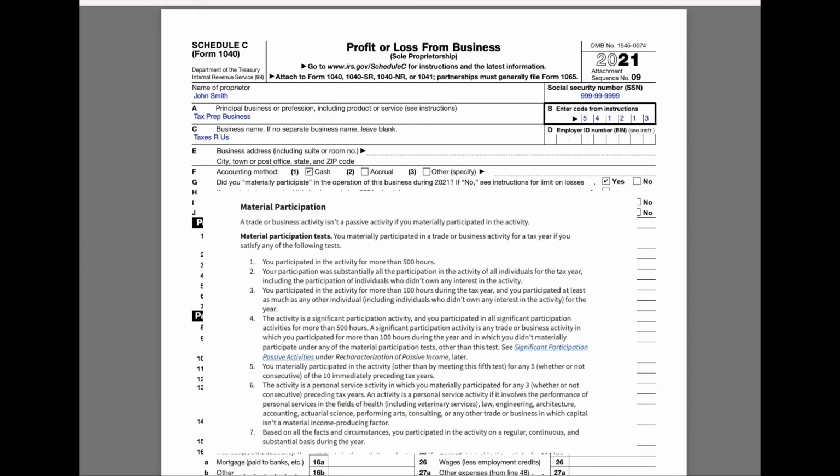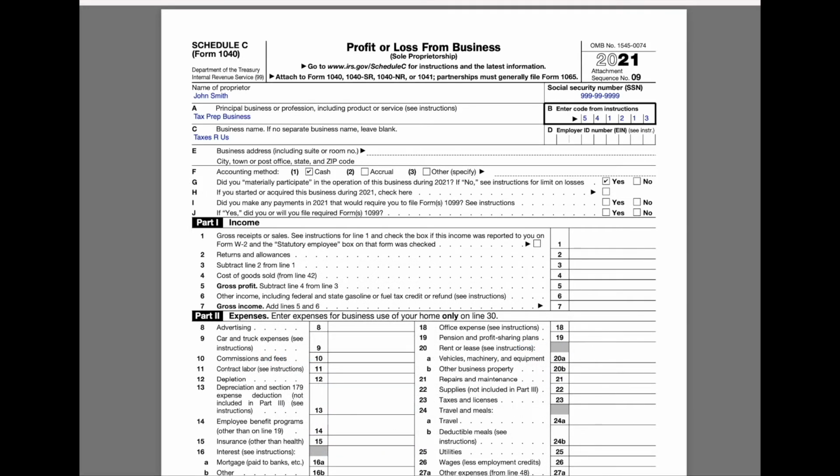I'll cover the first rule, but just be sure to look up the rest of them to make sure you're in compliance. The first test is, if you participated in the activity for more than 500 hours during the tax year. That equates to about 12 and a half weeks of full-time work, or about 10 hours a week for the year. So you can see material participation doesn't mean that you spent all of your waking hours on the business. It just means you spent a good portion of time on a bona fide business. However, please look up the other 6 rules.